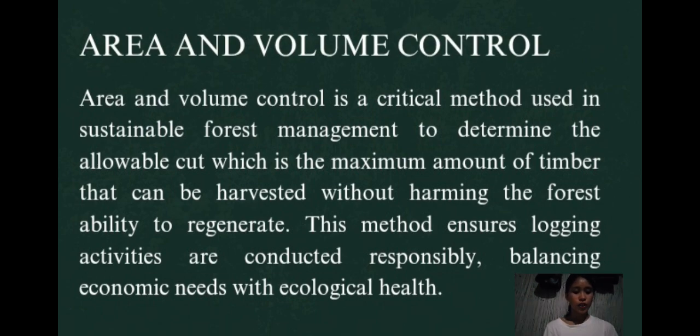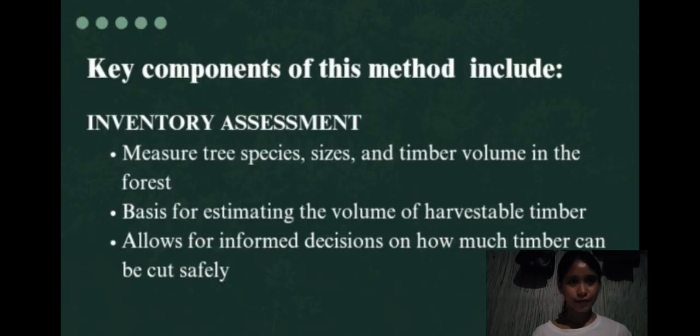Area and volume control, isa ito sa mga importanteng paraan kung paano natin alagaan ang forest, and tinutulungan nito na malaman kung gaano karaming puno ang pwedeng putulin nang sa ganun hindi nasisira yung kakayahan ng forest na mag-regrow. So basically, sinusigurado nito na ang pagputol ng kahoy ay ginagawa ng maayos or tama. And also, nagbabalance ito ng pangangailangan sa mga timber and sa health ng forest.